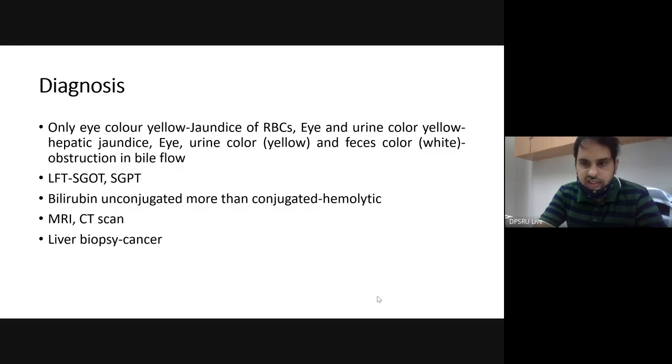The feces gets a yellow color due to bilirubin. So if there is an obstruction in the bile flow, definitely the patient's feces will become white, and the eyes and urine will become yellow. So these are certain symptoms from which you can get a sense of which type of jaundice the person is suffering from. These we have already discussed: LFT, bilirubin, MRI, liver biopsy.